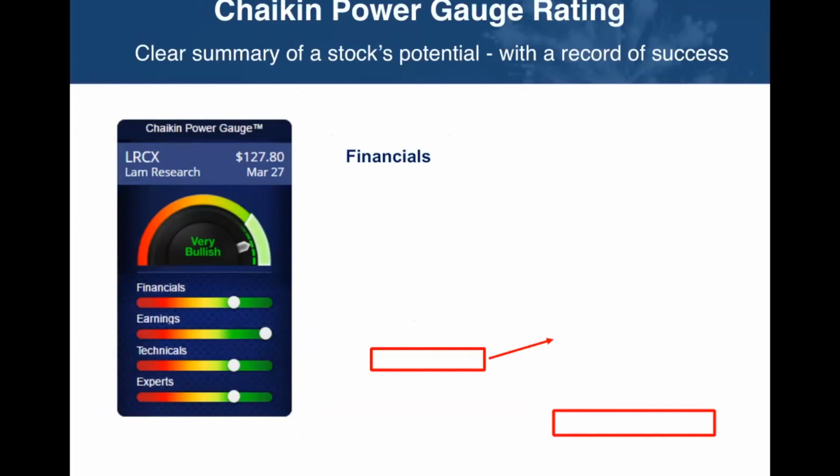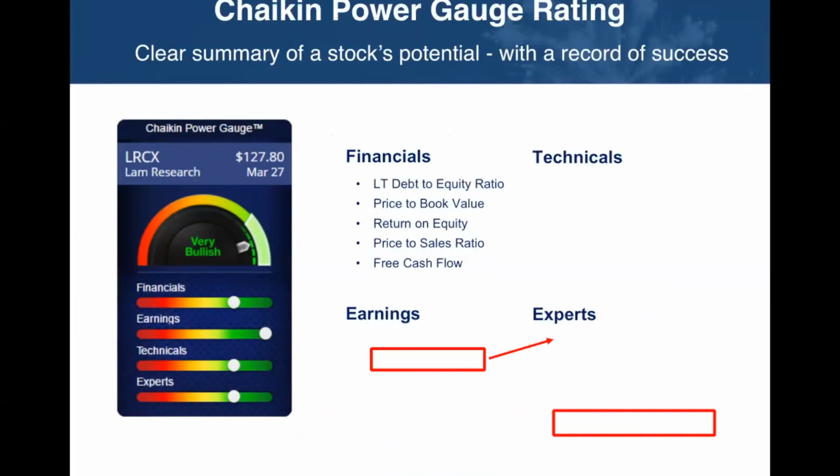Well, they're grouped into 4 primary factors: financials, earnings, technicals, and expert opinions. And in each of those categories, we have 5 inputs or subfactors. So the financial metrics are 35% of the model. It's what Warren Buffett looks at. It's what Seth Klarman looks at.